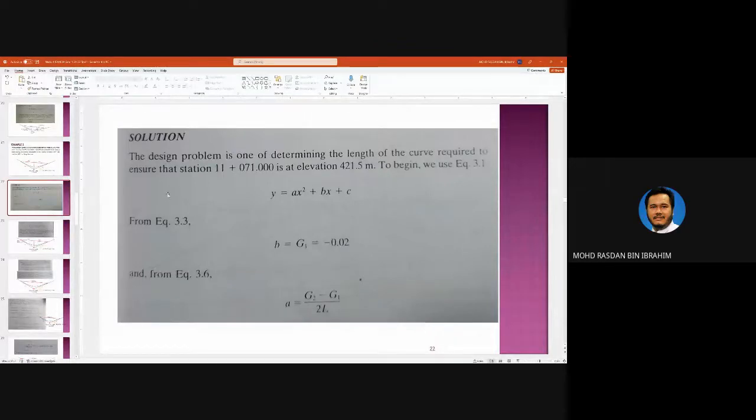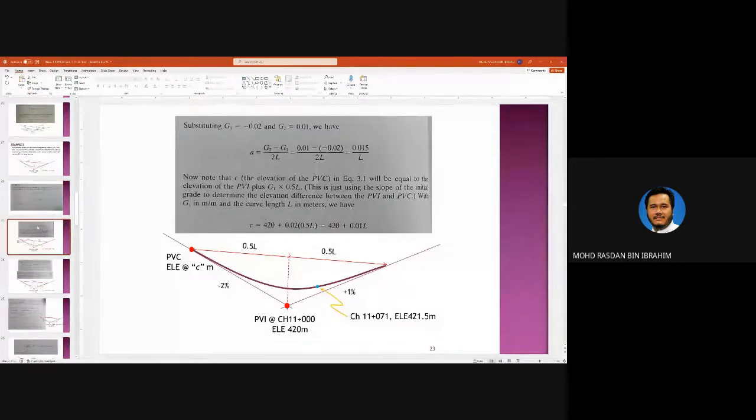So the design problem is determining the length of the curve required to ensure that this station is at elevation 421.5. So we start here again with the parabolic equation. B, we know that it is negative 0.02. A is (G2 minus G1) over 2L. We don't know the L yet, but we know G1 and G2, so A is 0.015 over L. So you just put in the values for G1 and G2 first, and A will be in terms of L.